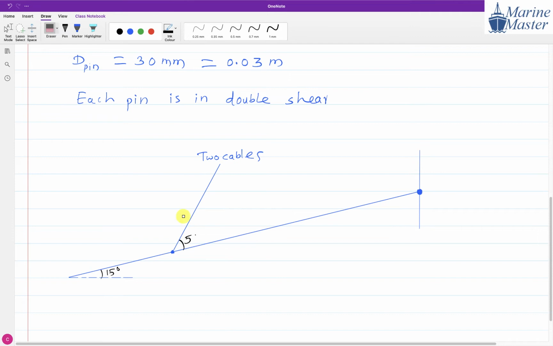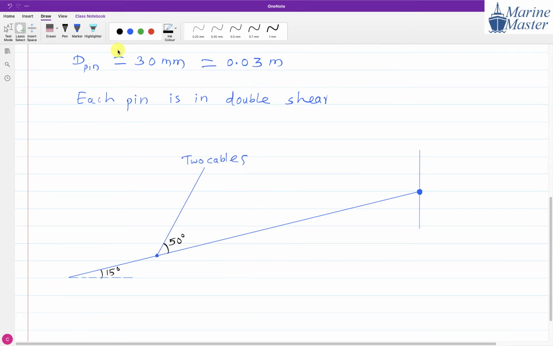So these two cables are making 50 degrees. Any doubt in this discussion? So these two cables are making 50 degrees. Observe the things here carefully. One minute, I will shift a little bit to this side so that we can add more.